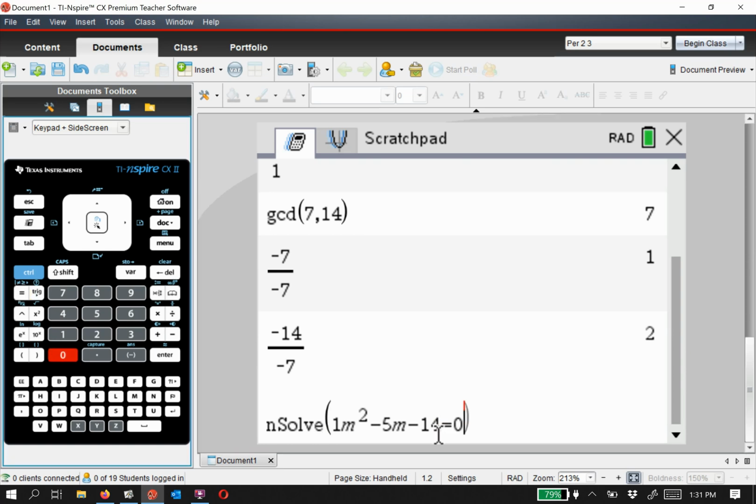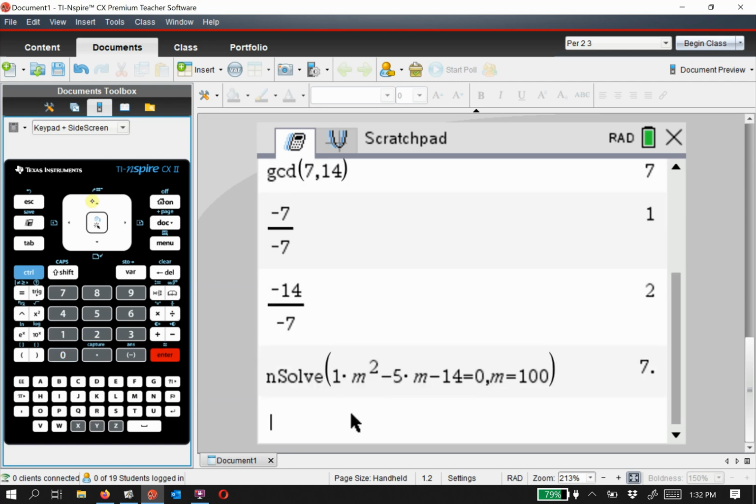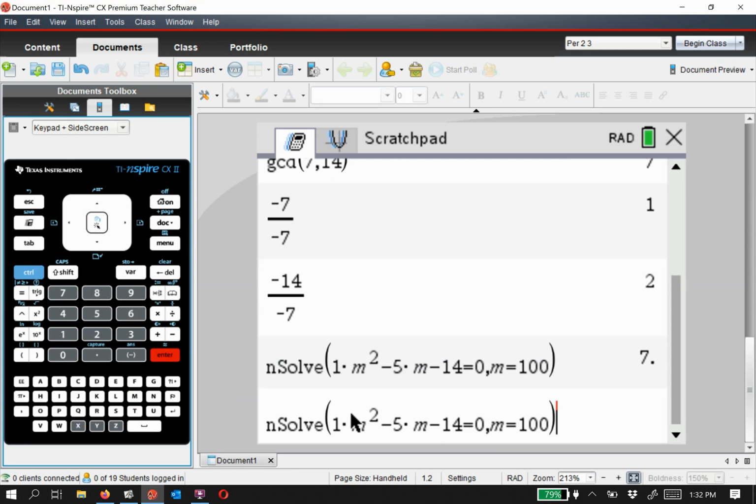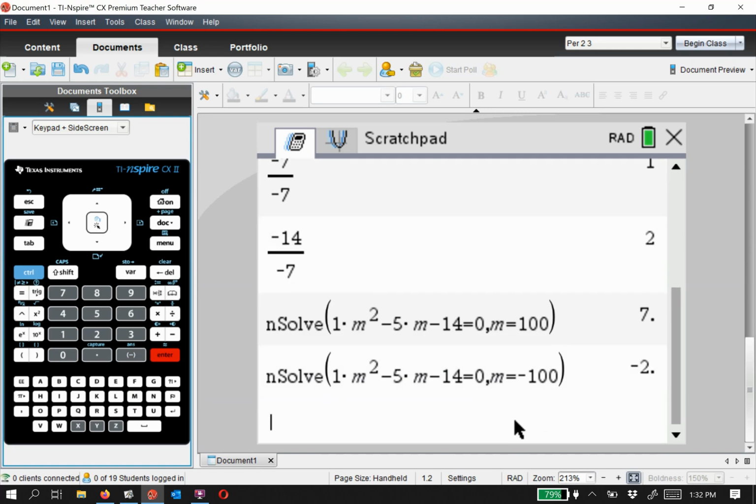Now, here is the deal. If you have a squared in this, when you do your comma and your letter, I used m in here, comma m. Since there is a squared, I have to write equals 100. Then I'm going to copy this, go up, and copy it, or you could rewrite the whole thing if you wanted to, and make that m equals negative 100. So I've got to do this 2 times. If I do it 2 times, I look, 7 and negative 2.